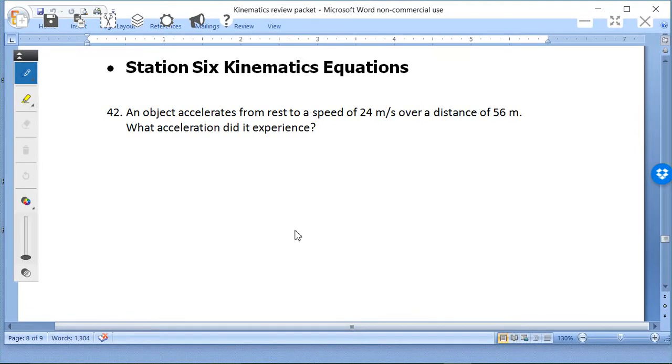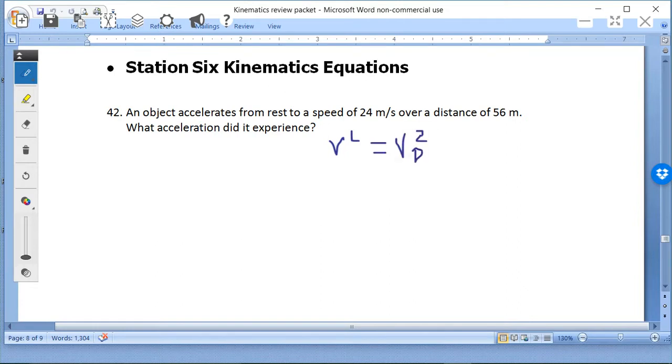Station 6, kinematics equations. In this particular problem, we have an object that accelerates from rest to a speed of 24 meters per second over a distance of 56 meters. What acceleration did it experience? No time mentioned, so I'm going to use the third kinematics equation, which is this one.